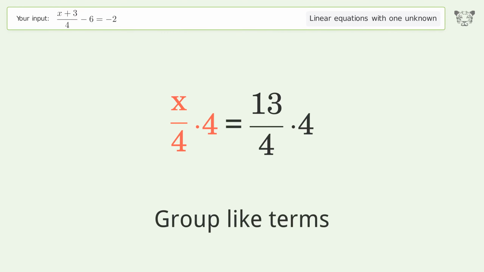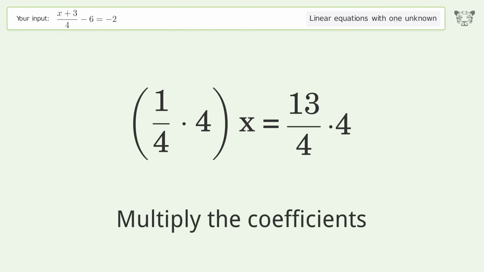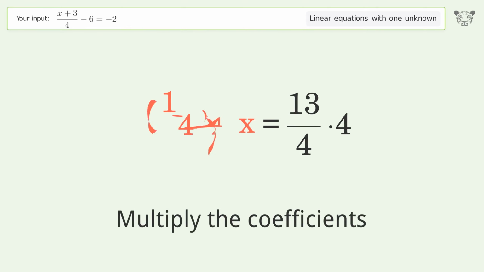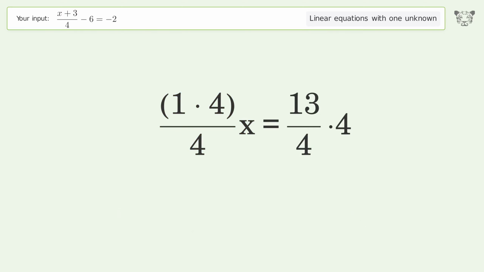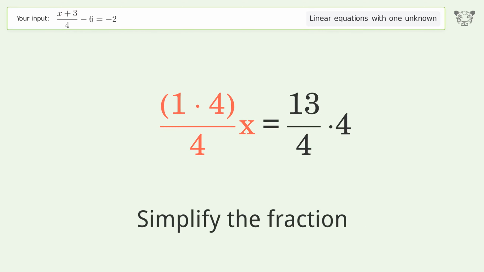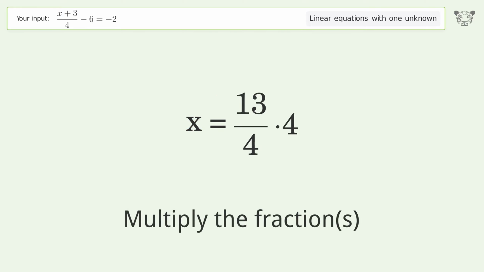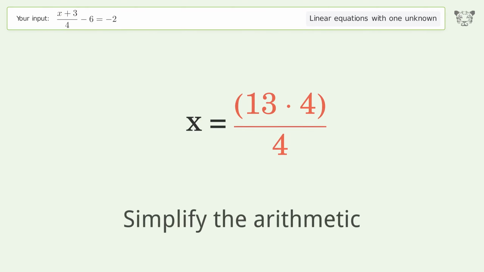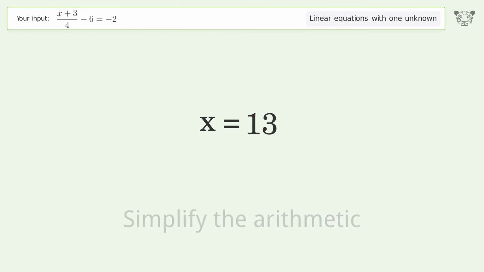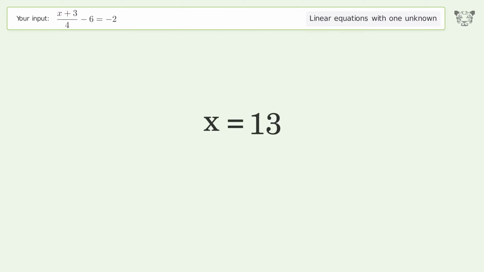Group like terms. Multiply the coefficients. Simplify the fraction. Multiply the fractions. Simplify the arithmetic. And so the final result is x equals 13.